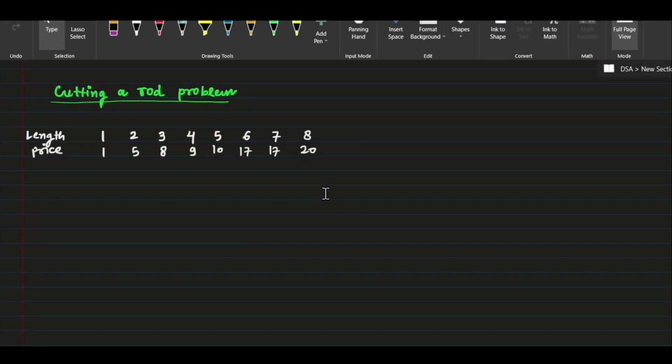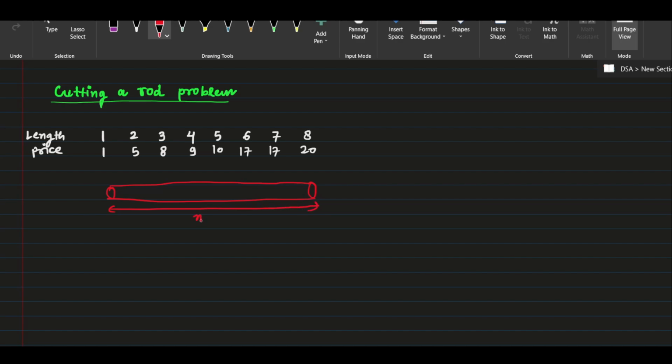Hi guys, so let's discuss the rod cutting problem, which is also a dynamic programming problem. We are given a rod of length n, and this is the price of a rod of length 1.